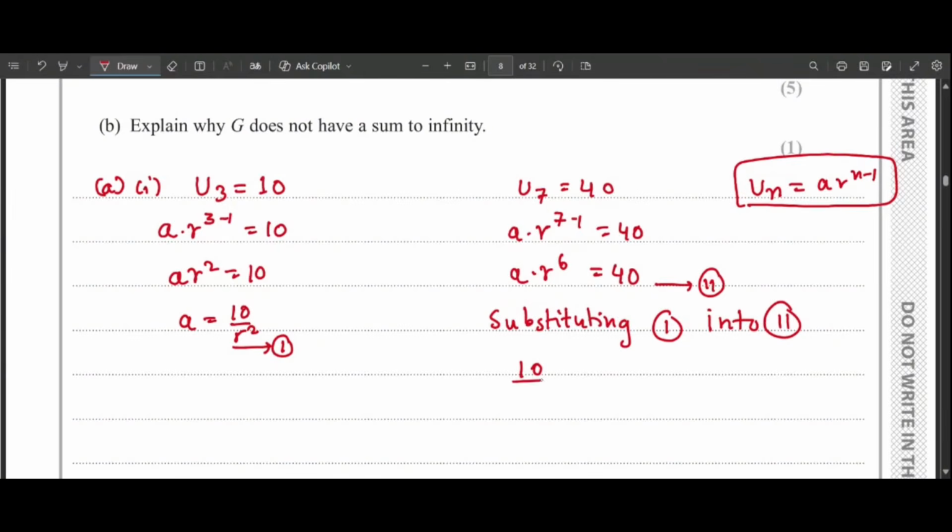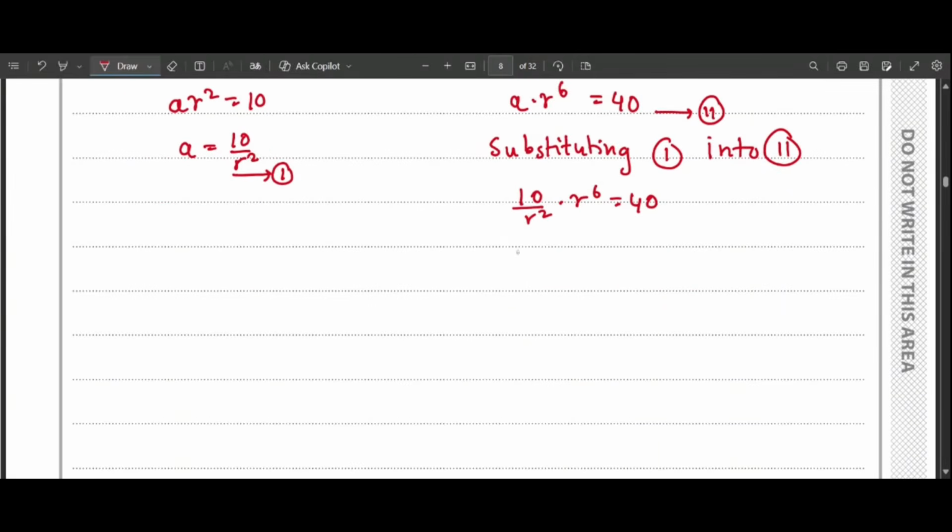This will give us 10 by R squared into R to the power of 6 is equal to 40. This can be written as 10 R to the power of 6 by R squared is equal to 40. Now, as the bases of this fraction are the same, both have a power of R, so I can simplify this as R to the power of 6 minus 2 equals 40 by 10. This will give us R to the power of 4 is equal to 4.